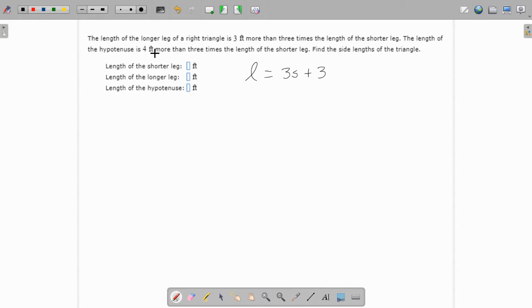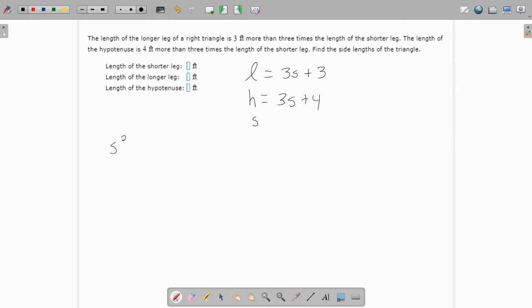Okay. The length of the hypotenuse is 4 more than 3 times the length of the shorter leg. So 3 times the shorter leg and then 4 more. Find the side length of the triangle. And of course, we still have our S. Okay, so this one looks a little more complicated.